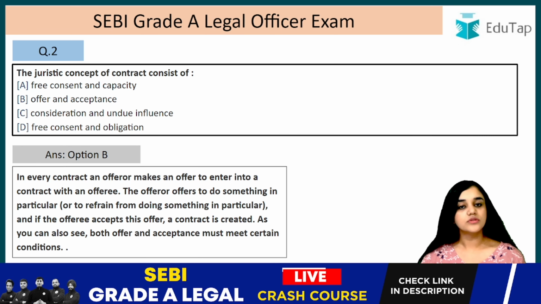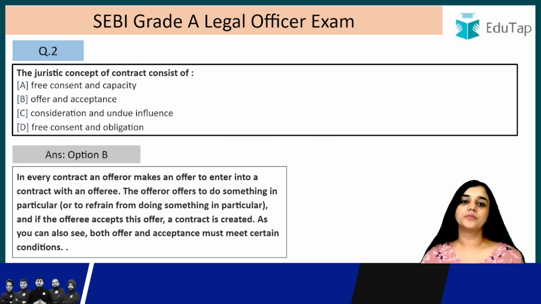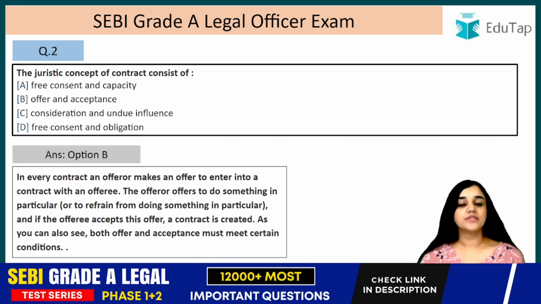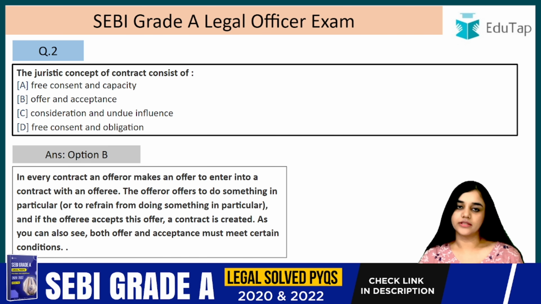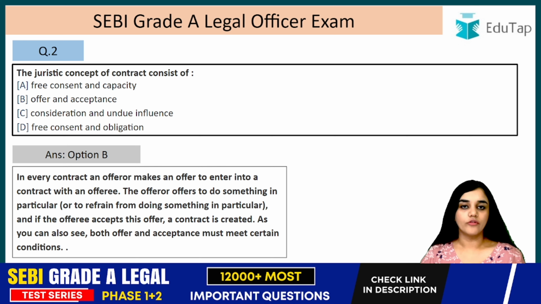So if a proposal is made by a person and the other person accepts it as it is, then a contract is made, right? So it deals with the offer and acceptance. As you can see, both offer and acceptance must meet certain conditions, right? So when an offer is accepted, it becomes a promise, right?